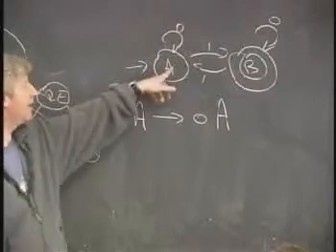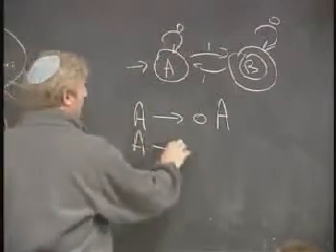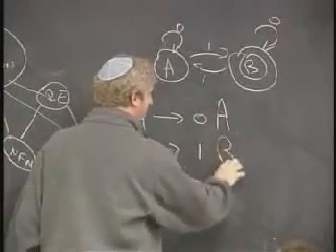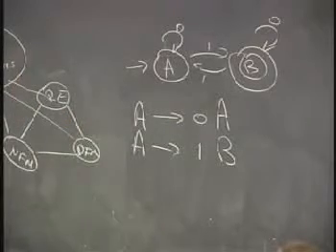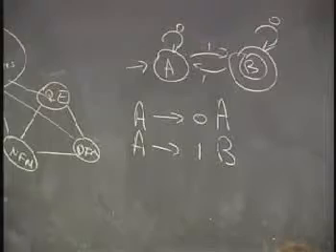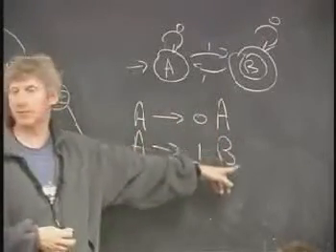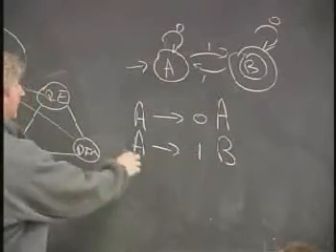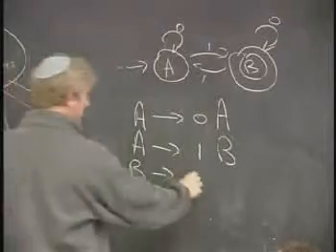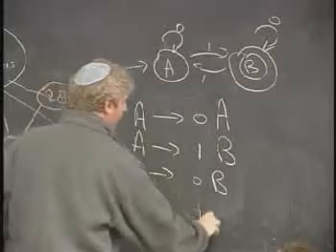You want to continue with something that A can generate again. You could also generate a 1 and then continue with a B. That's all you can do in state A. Generate a 0 and then continue with something else that A can generate. Generate a 1, continue with something that B can generate. If you're in B, you can generate a 0 and stay in B. Or if you're in B, you can generate a 1 and go back to A.